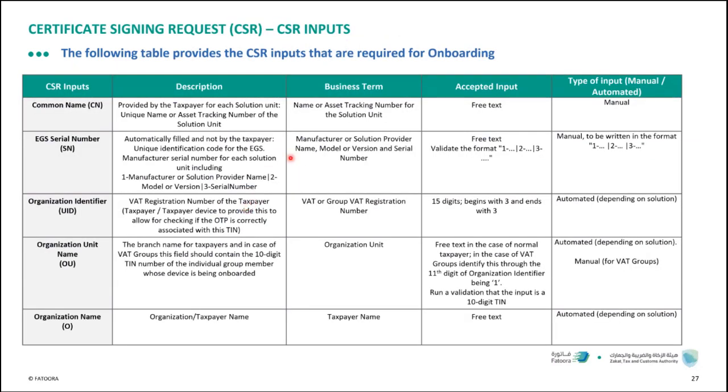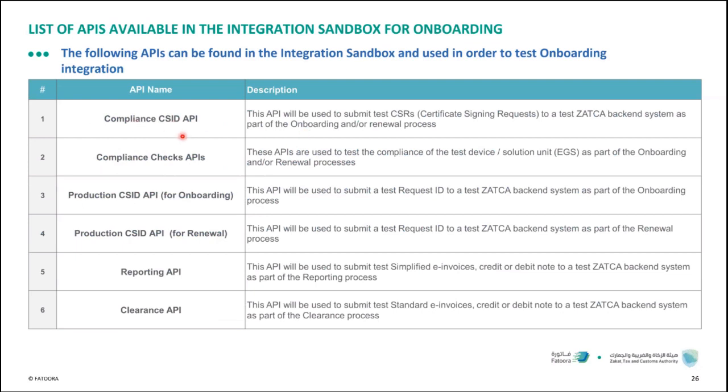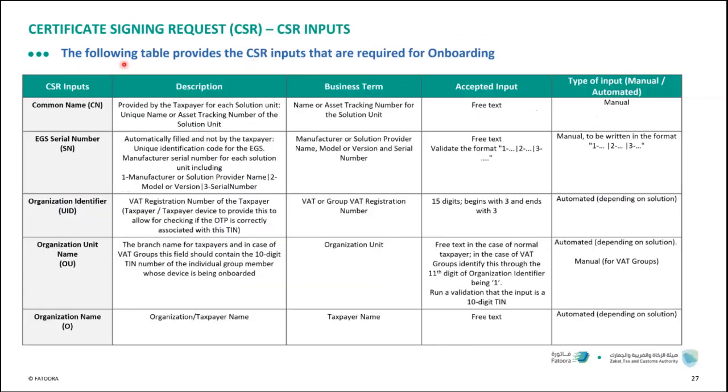So as part of the first one, which is submitting the compliance CSID, you need to provide the CSR, which is certificate signing request. In the CSR, you will have to fill information regarding your organization, the device that you are using, and the type of invoices that this device is generating. So all the details, of course, can be found on our website and in our documentation. Here we have posted them just to give you a high-level explanation about each one of them.